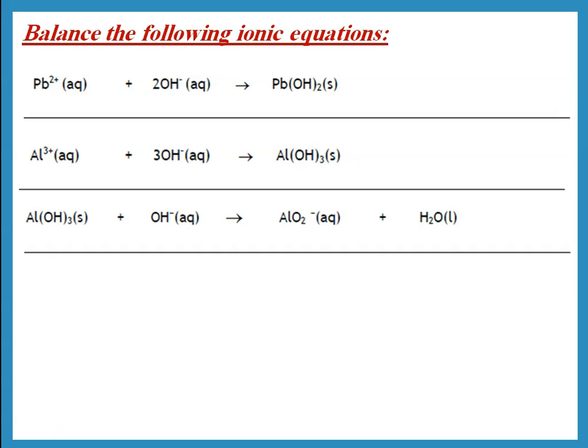I have 3. Anything outside the bracket applies to everything inside the bracket. So there I have 3 hydrogens plus 1, that's 4. So before the arrow, I have a total of 4 hydrogens. After the arrow, I need to fix that to make it 4. So now I have 4 hydrogens. Now what about the oxygens?